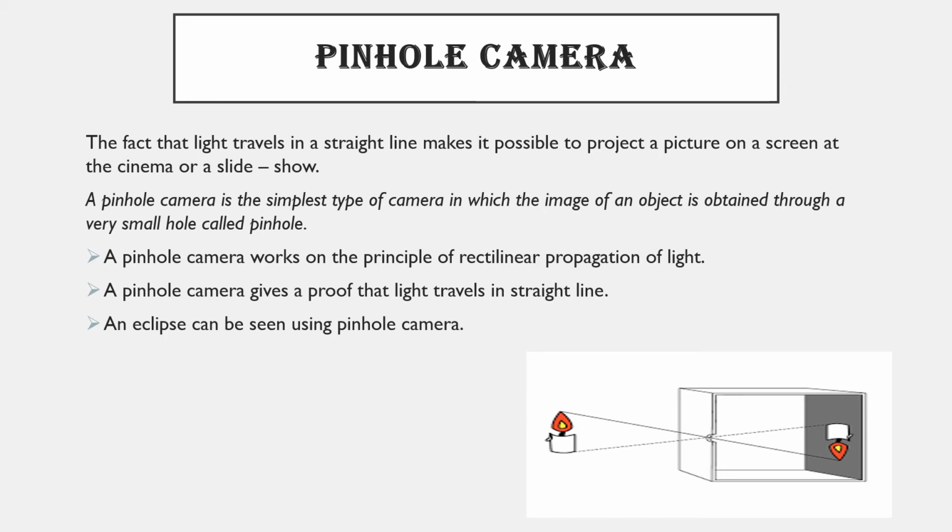Here you can see a pinhole is there. Because the light is traveling through it, you can see the image formed. A pinhole camera works on the principle of rectilinear propagation of light, that the light passes in a straight line. A pinhole camera gives proof that light travels in a straight line. An eclipse can be seen using a pinhole camera. Doctors often advise not to see an eclipse with the naked eye, so we can see the eclipse with the help of a pinhole camera.